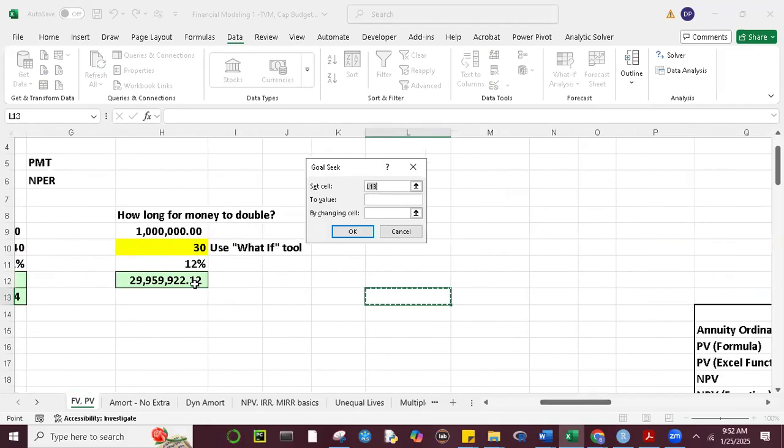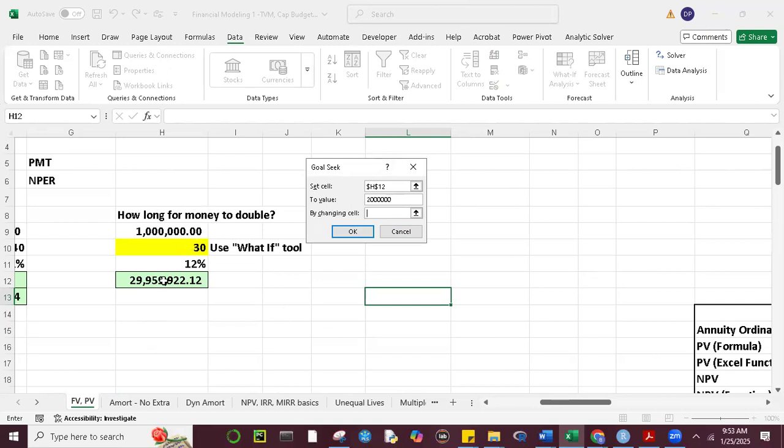We want to set this cell, right? This cell should become what? And once again, you have to write the amount here. 2, 1, 2, 3, 1, 2, 3. There. We want to set this cell to become 2 million by changing what cell? By changing this one. Okay.